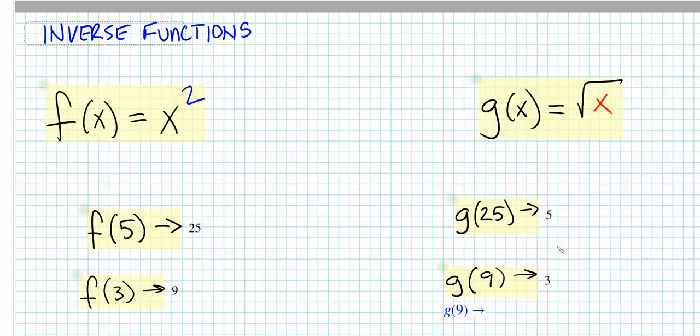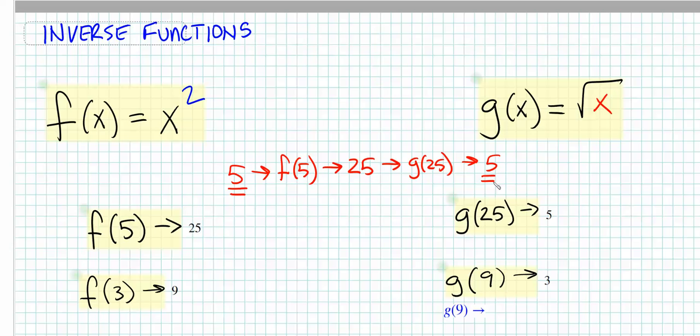So, go ahead and follow the journey here. Let's take, for example, the number 5. We took the number 5 and plugged it into the f function, and we evaluated f of 5. Then we got 25. Then we took 25 and plugged it into the g function, g of 25, and that gave us 5. Do you notice that we started and we ended up in the exact same spot? And that was true for the number 3 as well.